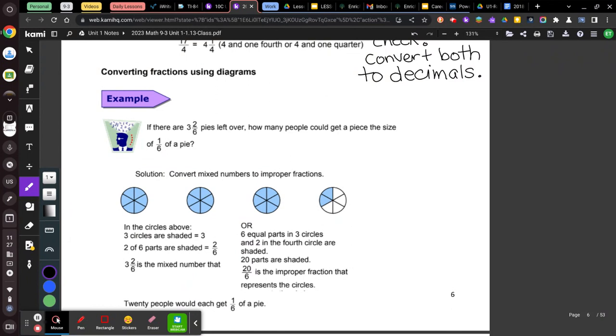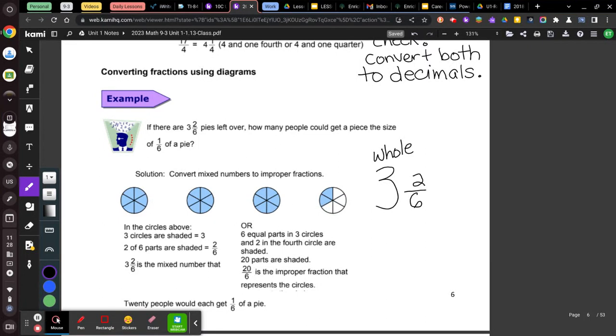Okay, our last example for part 1. This is now using pictures to convert into fractions. So this is showing me 3 wholes. These are my whole entire shaded objects. And then I've got an object divided into 6 pieces, and I've got 2 shaded. Now I want to convert that to an improper fraction.